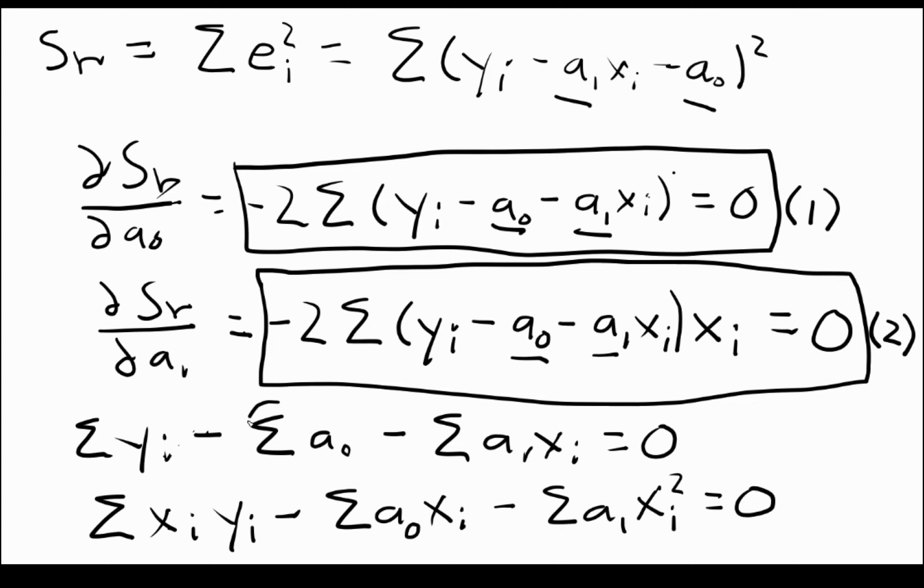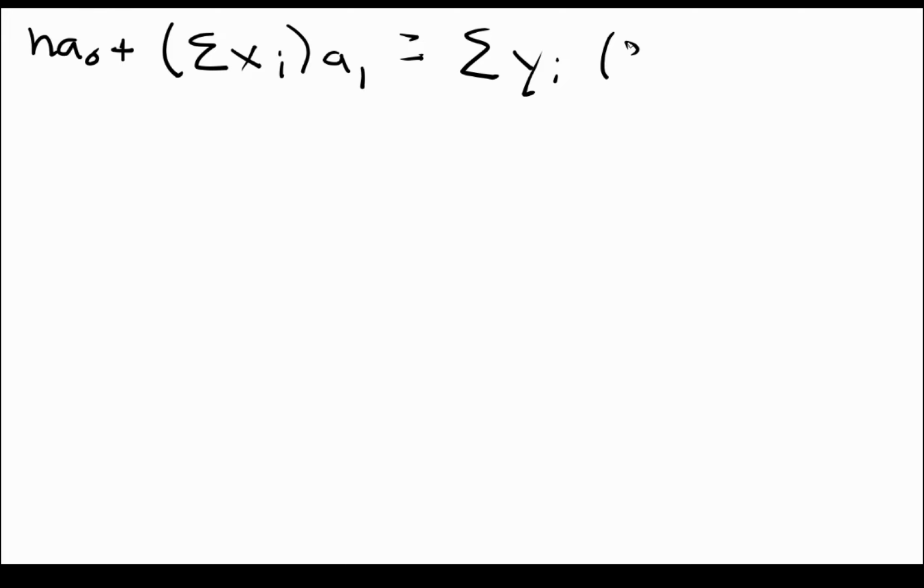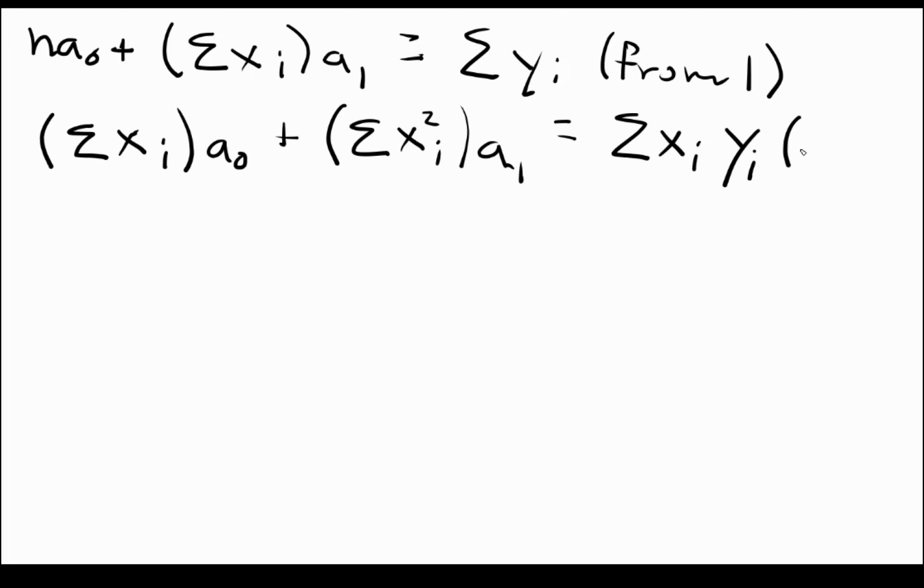Now we use the fact that this summation is simply a0 added to itself n times to reduce this term to n times a0, where n is the number of data points that we're summing over. Rearranging these equations, we then get the following. This is from equation 1 and from equation 2. We now simply combine these equations and we will solve for a1 and we get the following.